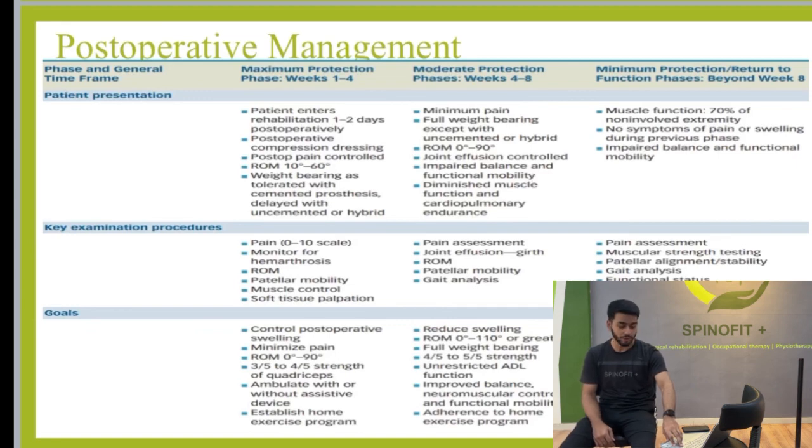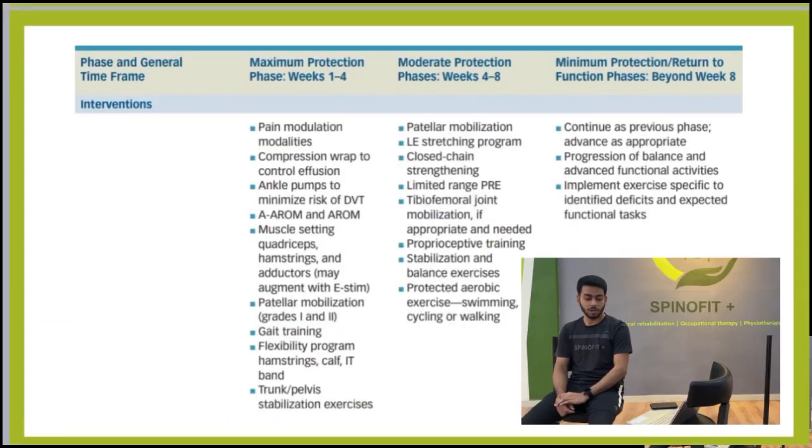Now the intervention in this phase: to prevent vascular and pulmonary complications, we will use ankle toe pumps while the legs are elevated, and also deep breathing exercises. To control pain and swelling, traditionally we use cold compression and elevation. And to minimize the loss of strength of the knee and hip musculature, we will perform various muscle setting or isometrics of the quadriceps, hamstrings, and hip extensors and abductors. While performing isometrics of the quadriceps, we can include neuromuscular electrical stimulation also.